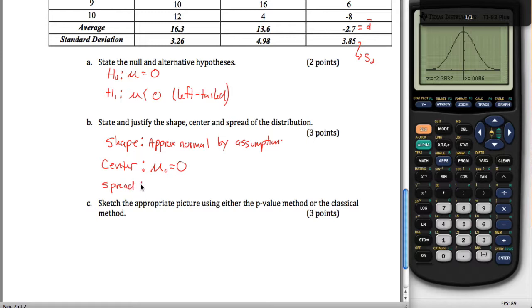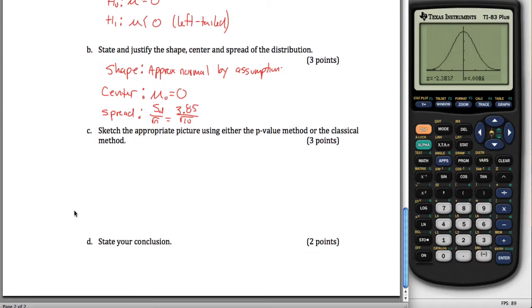For the spread, we want to use s sub d divided by the square root of n. s sub d is given to us as 3.85. n is given to us as 10. Shape, center, spread. Draw the picture. Fine. I have to do it twice. You only have to do it once. You most likely will use the p-value method over here because it's a little bit easier. But you might not. You might use the classical method.